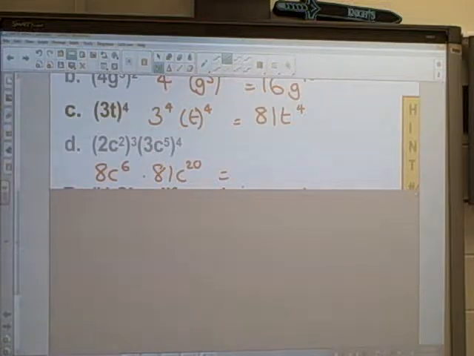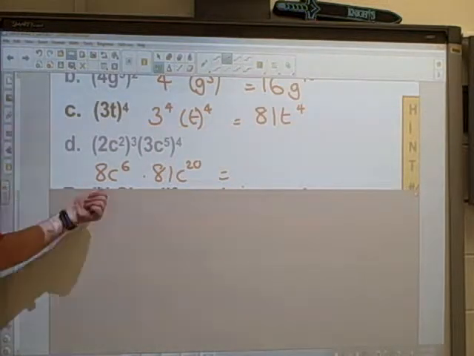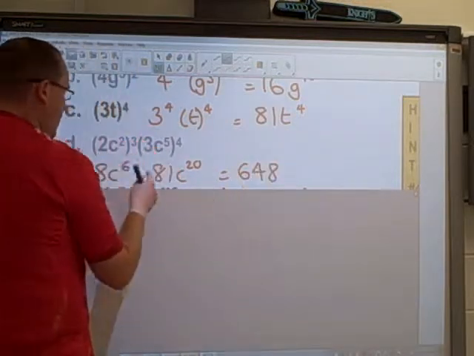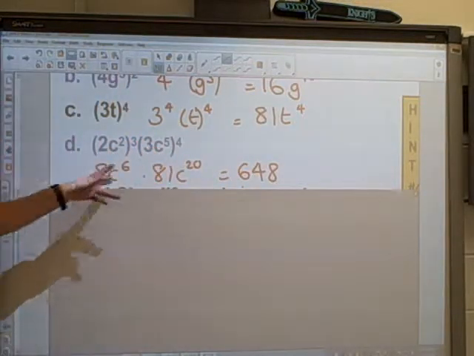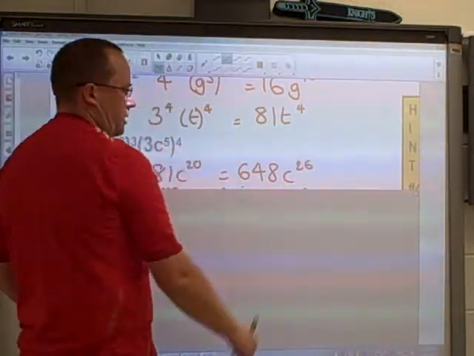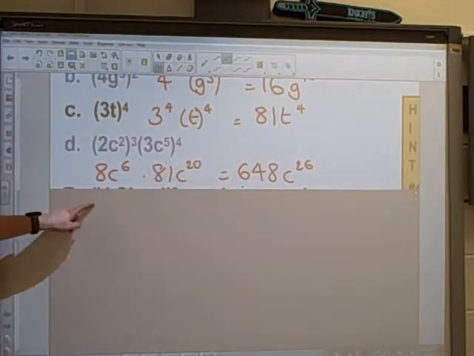And now we're going to multiply our two answers together. So 8 times 81 is 648. C to the 6 times c to the 20. We're multiplying, so we're going to add those two exponents. So 6 plus 20 is 26.